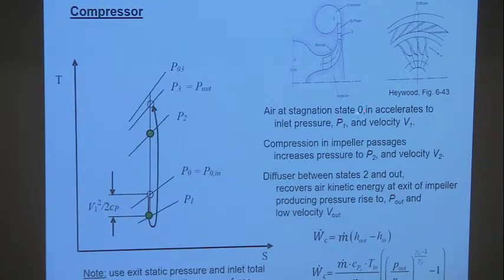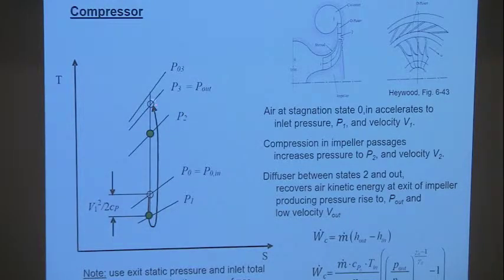So air at stagnation state 0 accelerates to the inlet pressure P1. If I look at my TS diagram here, here's my stagnation state. That's the atmosphere, right? I accelerate the flow to state P1 over here through my converging nozzle. I then, within the compressor, provide a significant amount of energy due to the rotation of the impeller. And this increases the pressure to P2, and the velocity of the flow is V2.